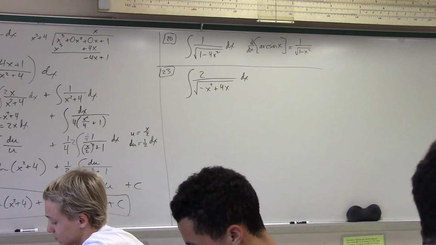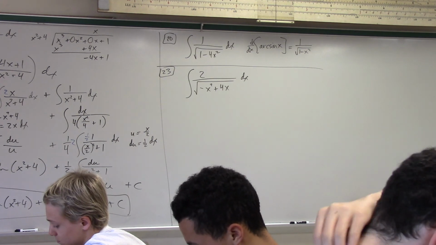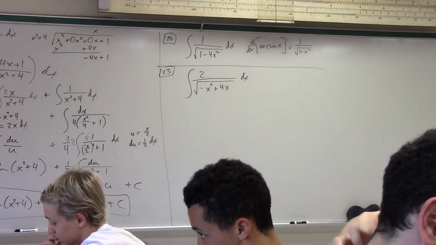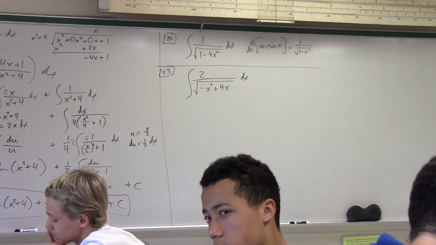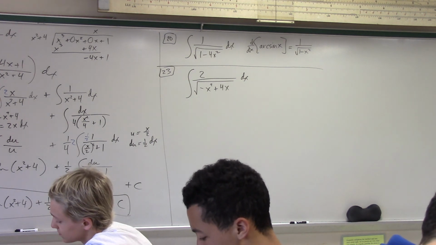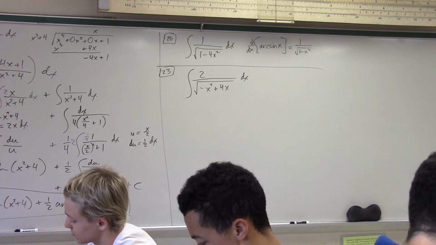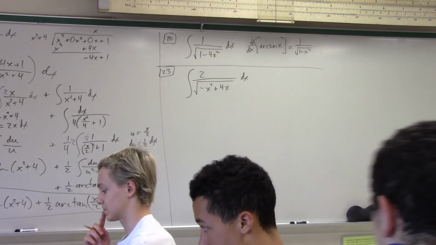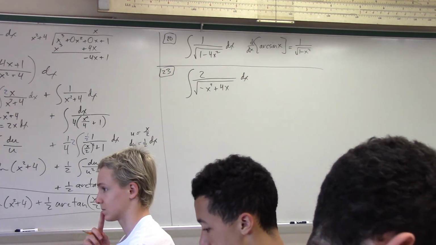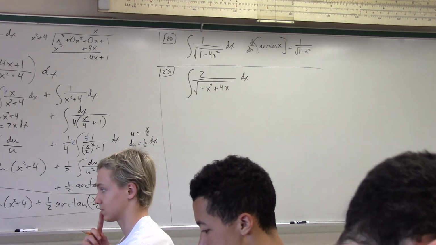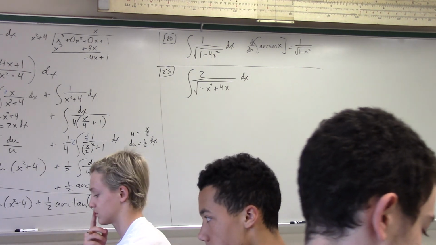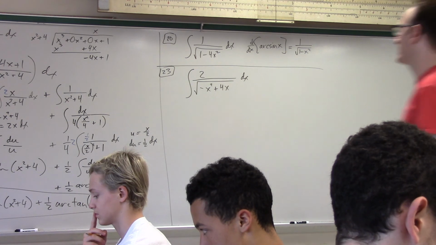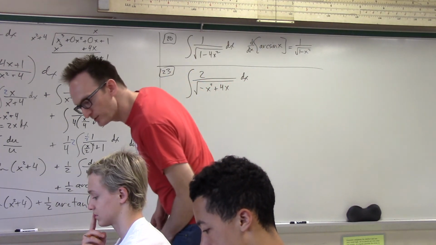Alright, does this number 23 look like anything to you? You've got to take the x out. Yeah, I did. And then you have the R. Once you see it, you see it, but before you see it, you don't see it.